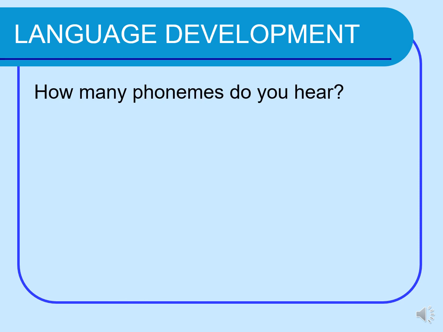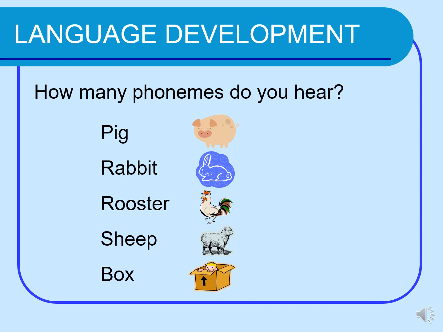Remember our phonemic awareness activity. How many sounds do you hear? In pig, p, i, g, there are 3. In rabbit, r, a, b, i, t, 5. In rooster, r, oo, s, t, er, also 5. In sheep, sh, ee, p, 3. The last one sometimes trips people up.